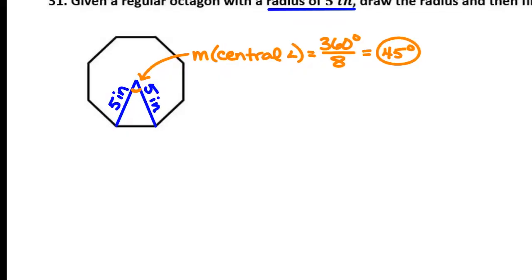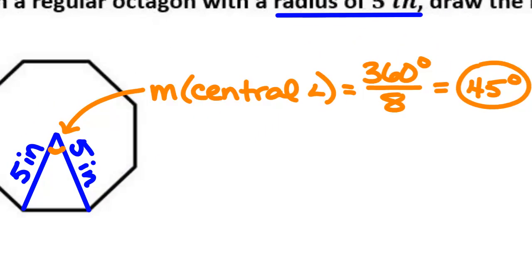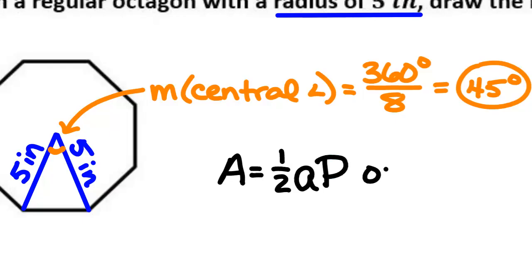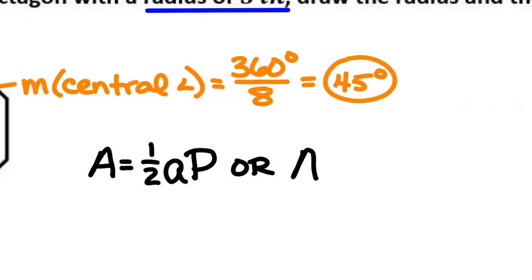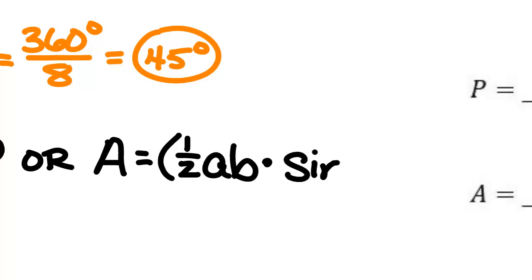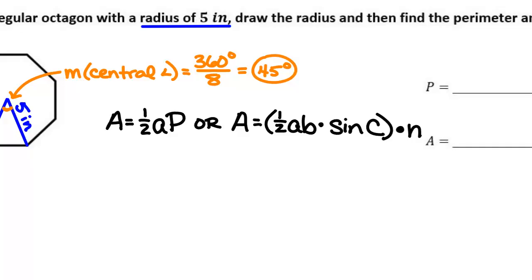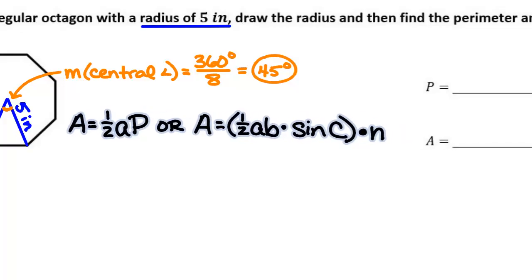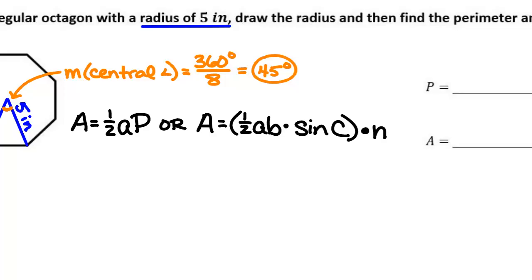All right. We had 2 different formulas to be able to find the area of a regular polygon. We had 1/2 apothem times perimeter, or the other one that we had was 1/2 AB times the sine of angle C times the number of sides. Do we know the apothem of this shape? No. What do we know? The radius. We know the radius and we know the angle in between the 2 radii.